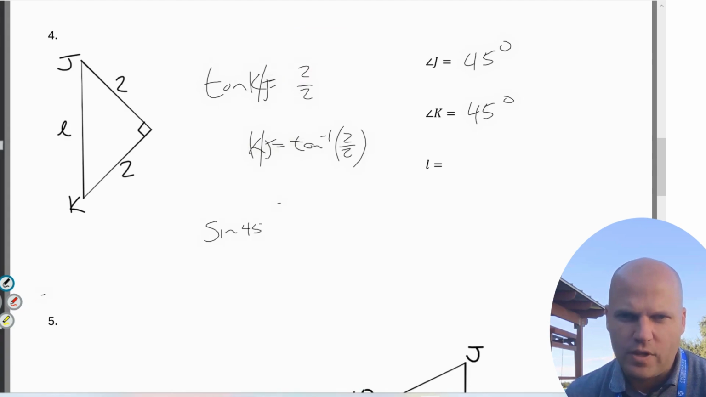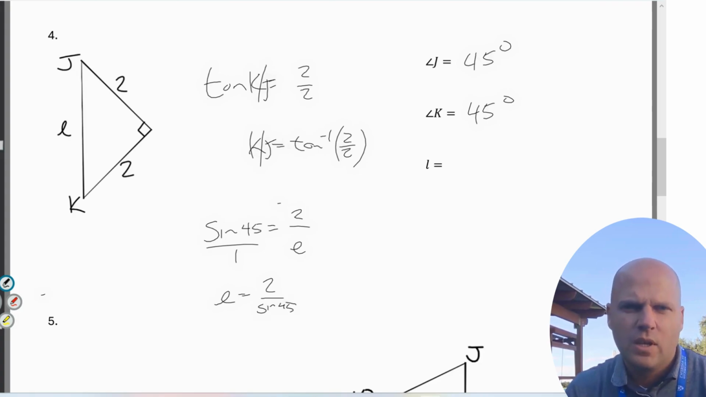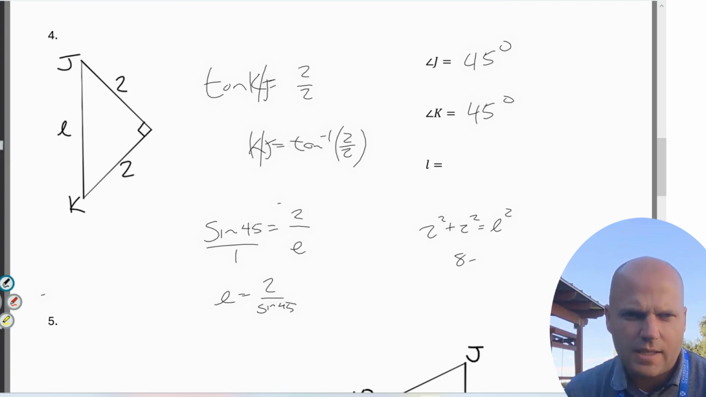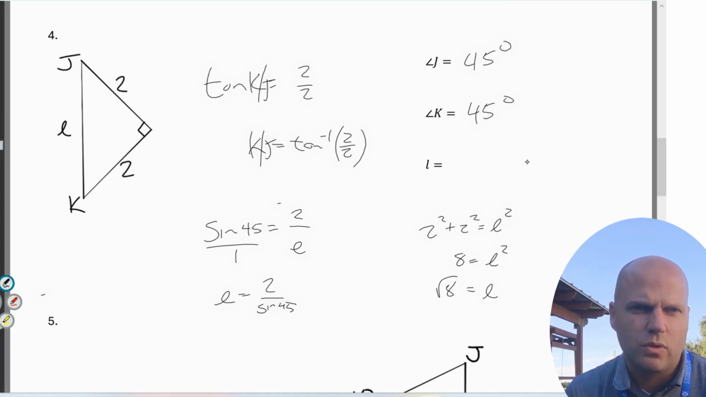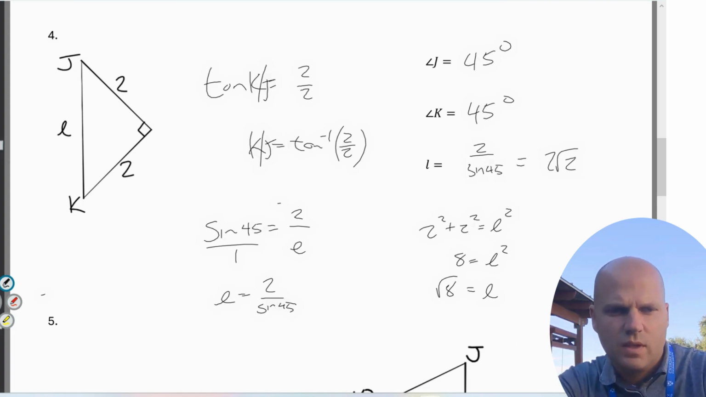The sine of 45 equals 2 over L. Cross multiply, divide: L equals 2 over the sine of 45. Great. 2 squared plus 2 squared equals L squared. 8 equals L squared. L equals root 8, which is 2 root 2. 2 over the sine of 45 is the same as 2 root 2.